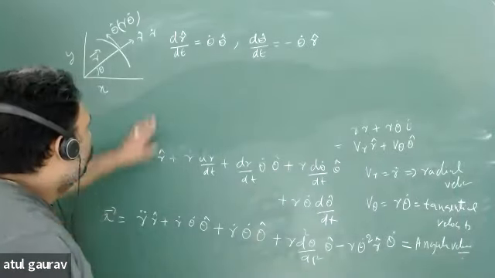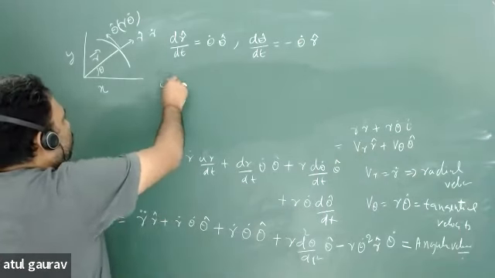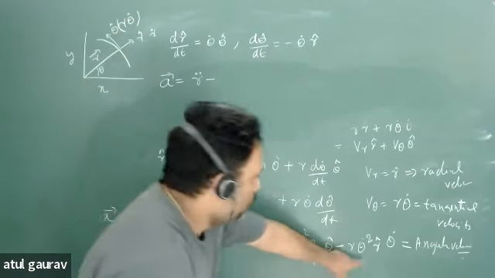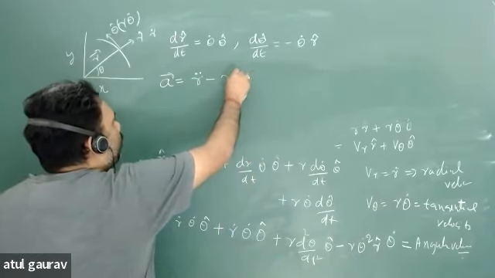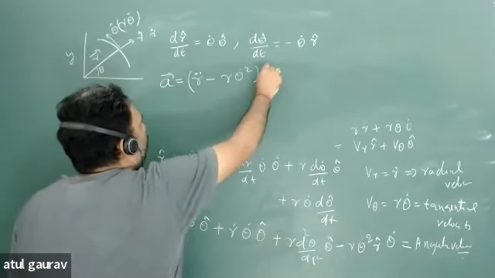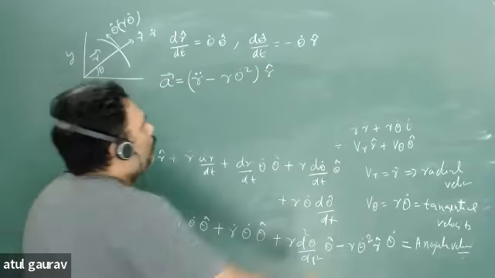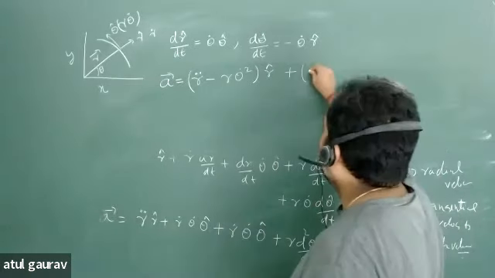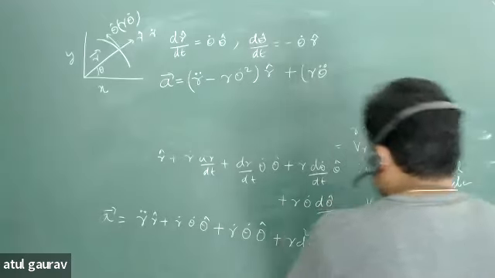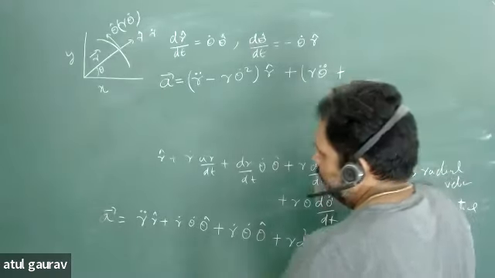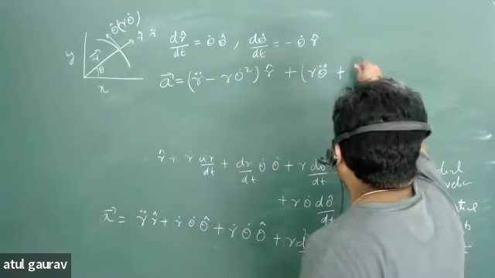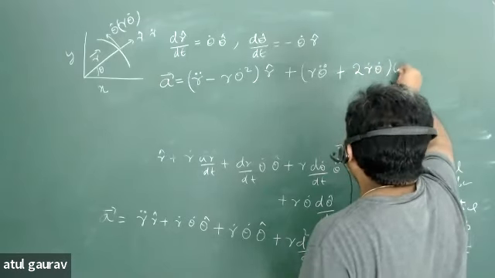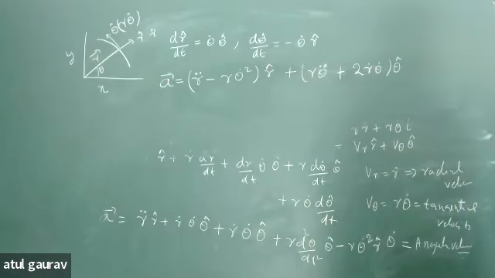So what is my acceleration? My acceleration is r double dot minus r theta dot square in the r cap direction, plus r theta double dot plus 2 r dot theta dot, and this is in the theta cap direction. Everyone is comfortable?